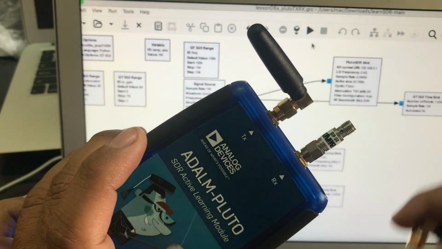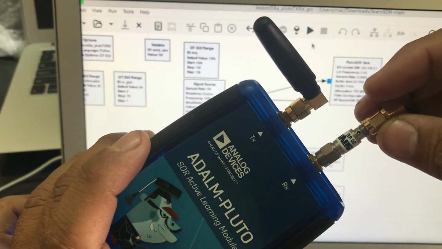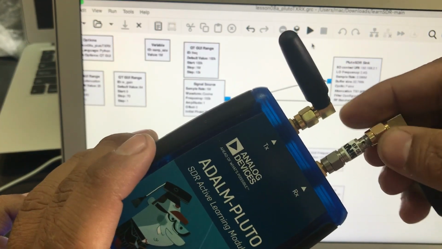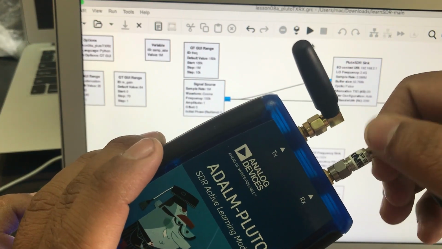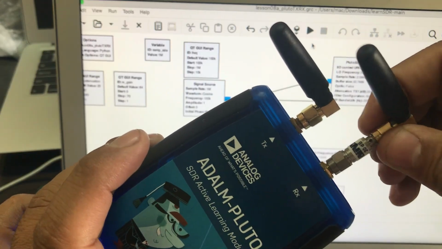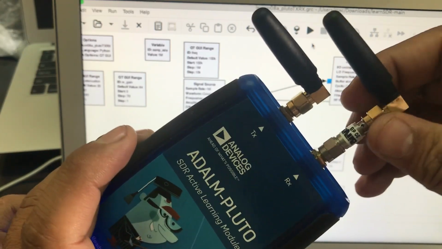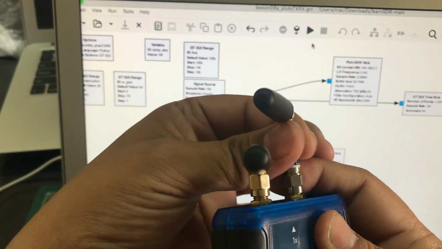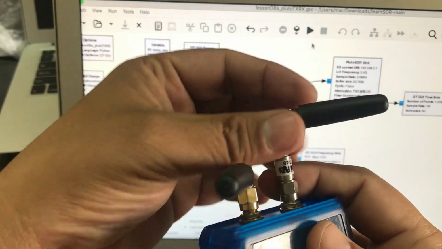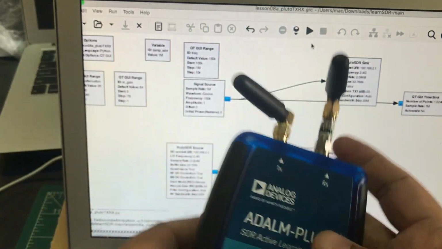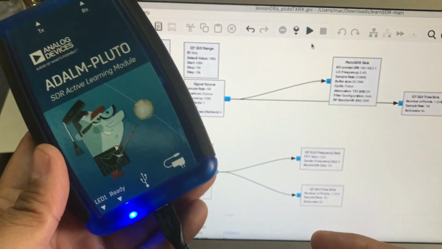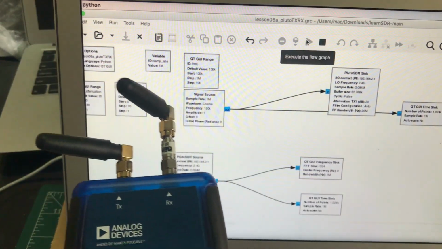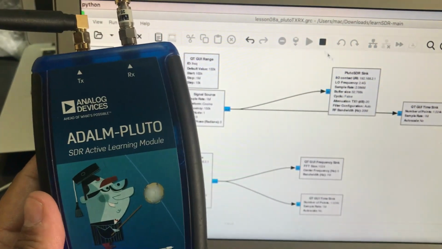So just to remember, at TX 0 and RX gain 0, at 150 kilohertz, I was getting about negative 40 dB. This is my baseline. Based on that, I'm going to judge how much attenuation is taking place. So I'm just going to screw this back. All right, let's run this now. I'm going to run this flow graph, and the flow graph is running.